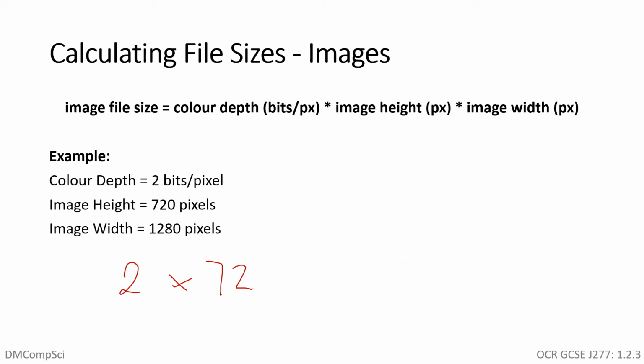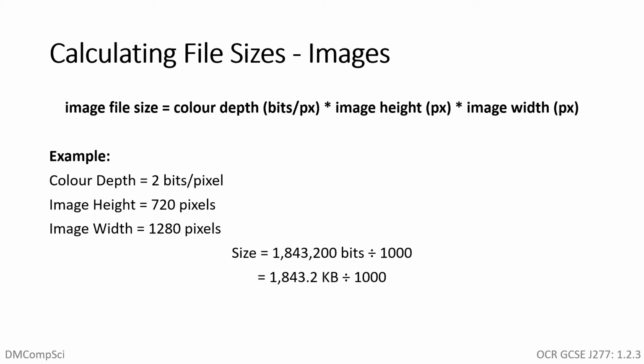Take that, put it into a calculator, and we get a size of 1,843,200 bits. Once again, this is a massive number, and we don't want to be dealing with that. So we can divide that by 1,000 to give us 1,843.2 kilobytes. But again, we can take this down even more, divided by 1,000 again, and that gives us 1.84 megabytes, rounded approximately to 2 decimal places.